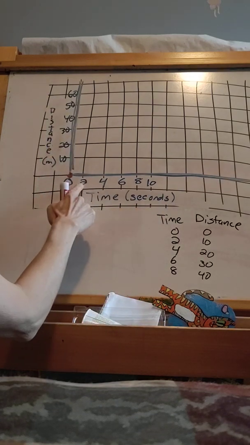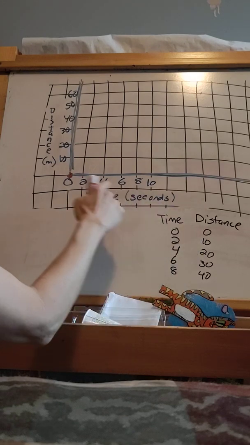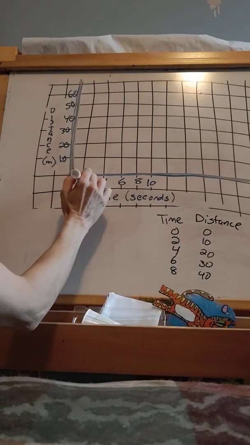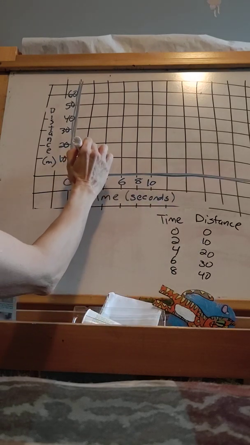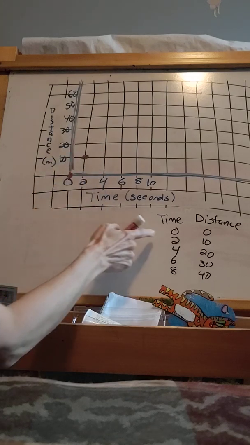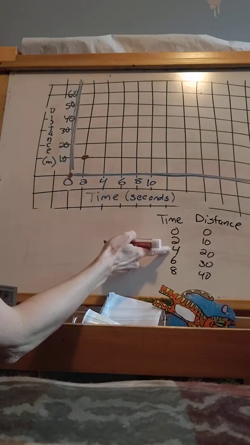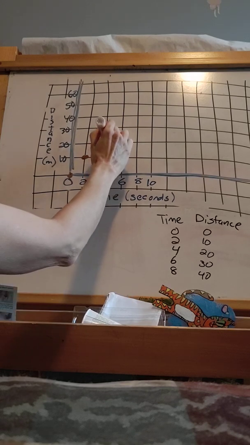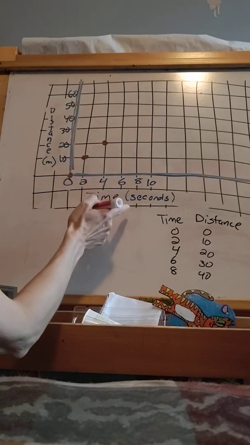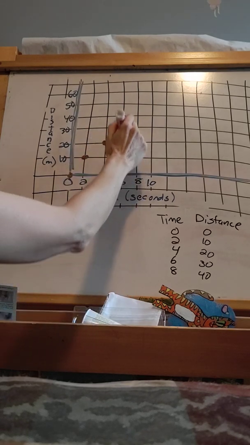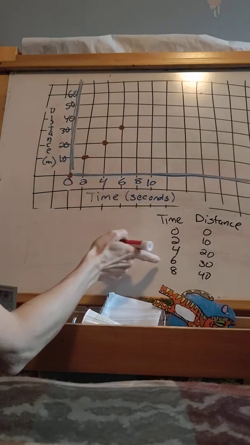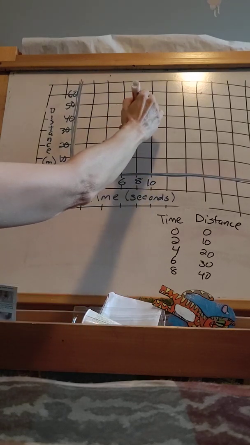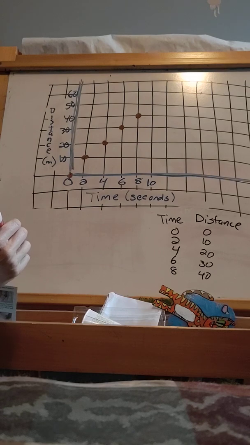At time 2, my object is at distance 10. So I'm going to go at 2 seconds. I'm going to go up to 10 meters, and I'll put a dot there. At 4 seconds, my object is at 20 meters. At 6 seconds, my object is at 30 meters. And at 8 seconds, my object is at 40 meters.